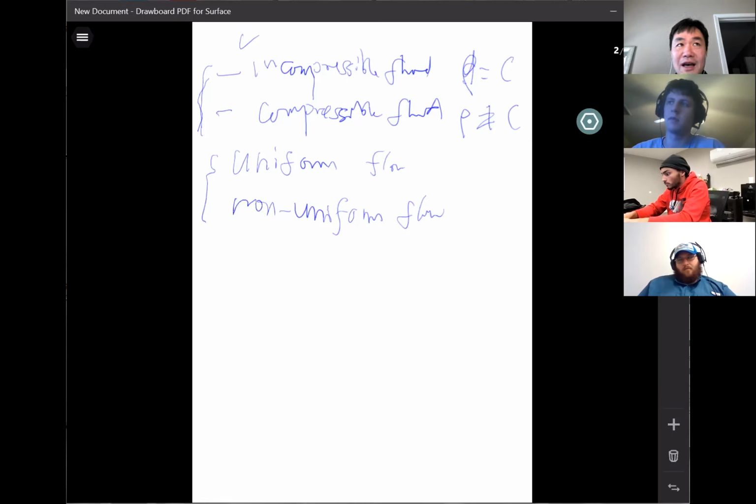Instead, we're not looking at the particle, we look at the space. We divide the space into every location. Let's see what the velocity is over there. So that's the fundamental difference between solids and fluids. Okay, so come back to this classification: non-uniform flow and uniform flow.